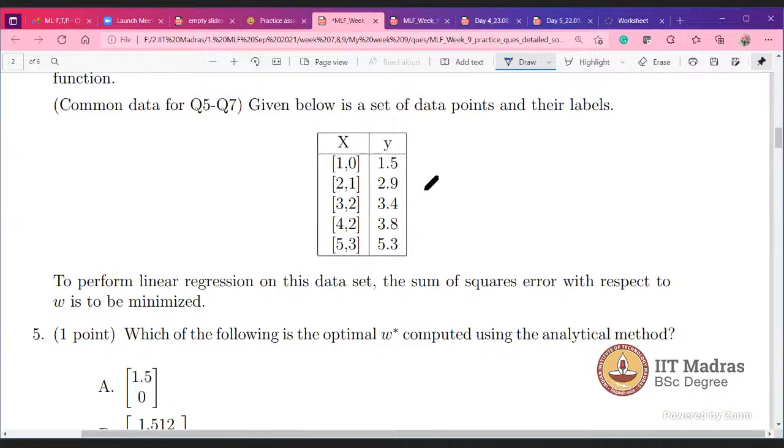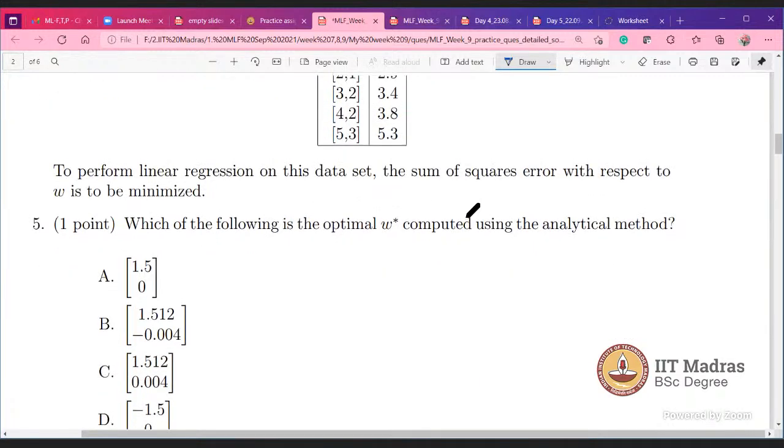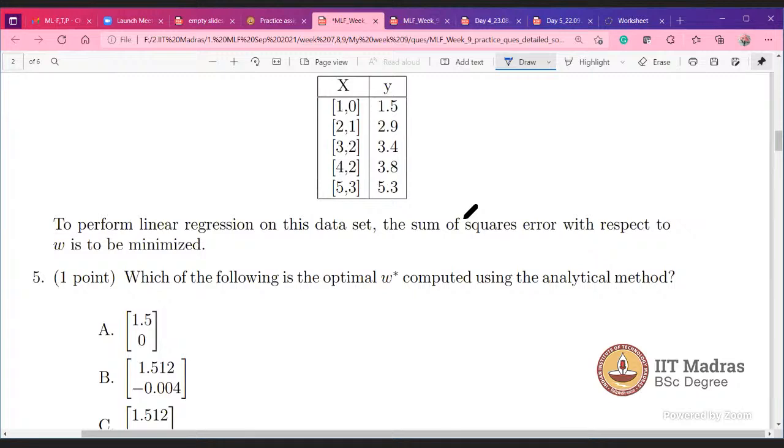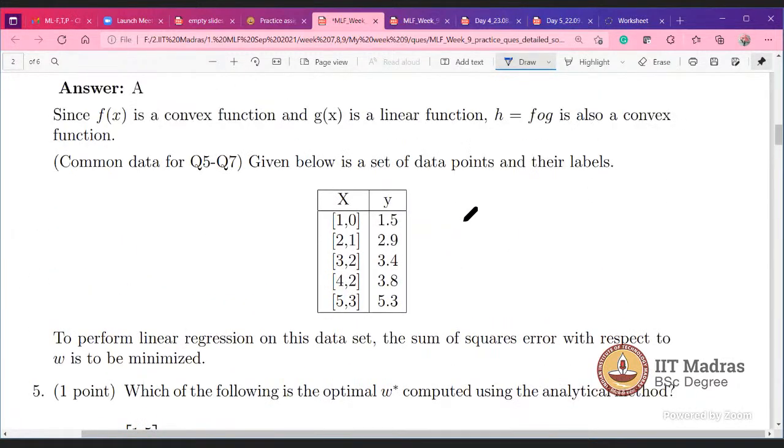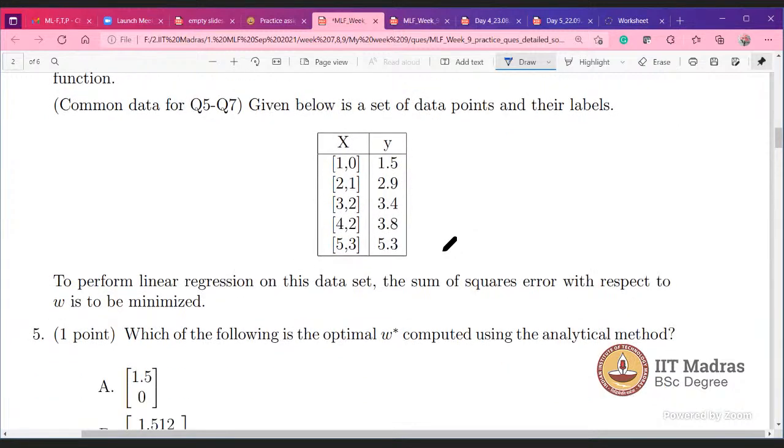So this, I think you have to work it out. I'll just give you the solution so that it will be better for you to work it out later. I have a question similar to finding this value. Here also it's simple.